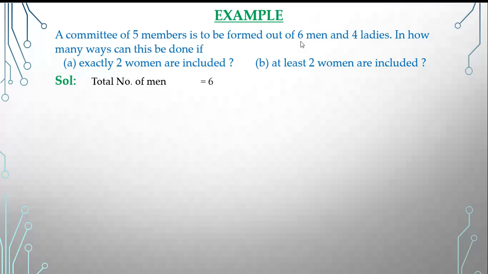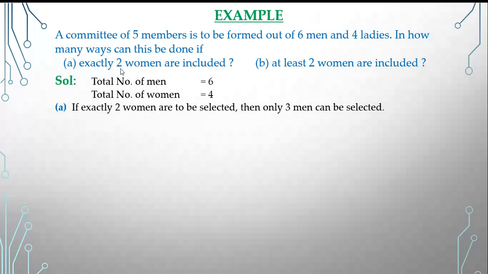Clear? Now how many men do we have in total? 6. And how many women? 4 here. Our first case is that we have to choose exactly 2 women. So in our 5 member committee we have only 2 women. If there are 2 women, it means the remaining 3 members must be men, right? So 3 members out of the 5 member committee are men because 2 are women.